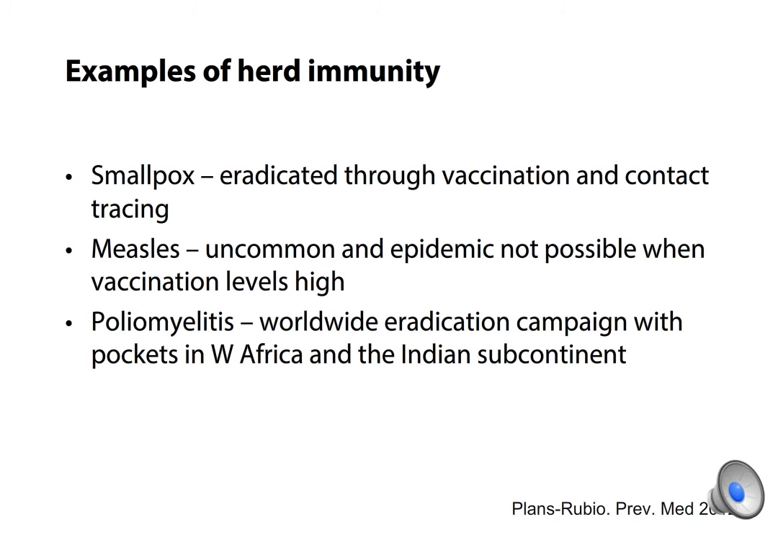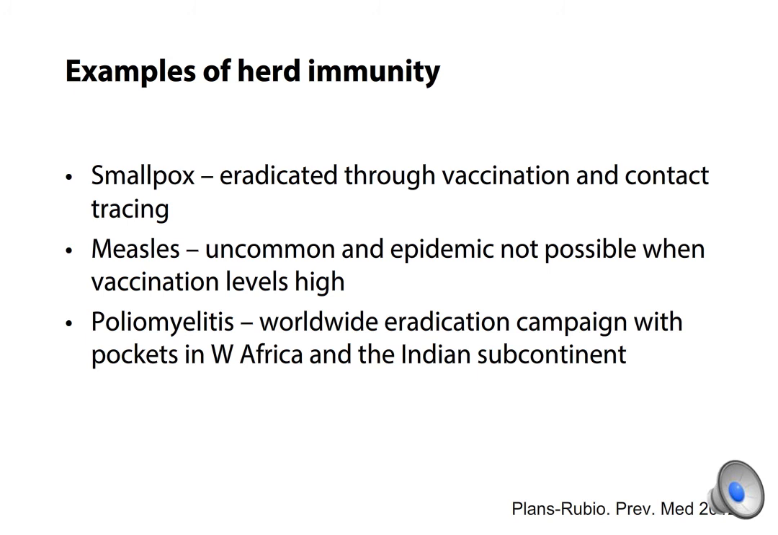Measles, which is still present but uncommon, and an epidemic is not possible when vaccination levels are high. So these days we generally don't have epidemics in the United States, and many other countries also don't, because they have a high level of vaccination. A few years back, we started giving a second measles vaccination to adolescents, specifically because we were seeing some breakthrough measles cases in the university age population.